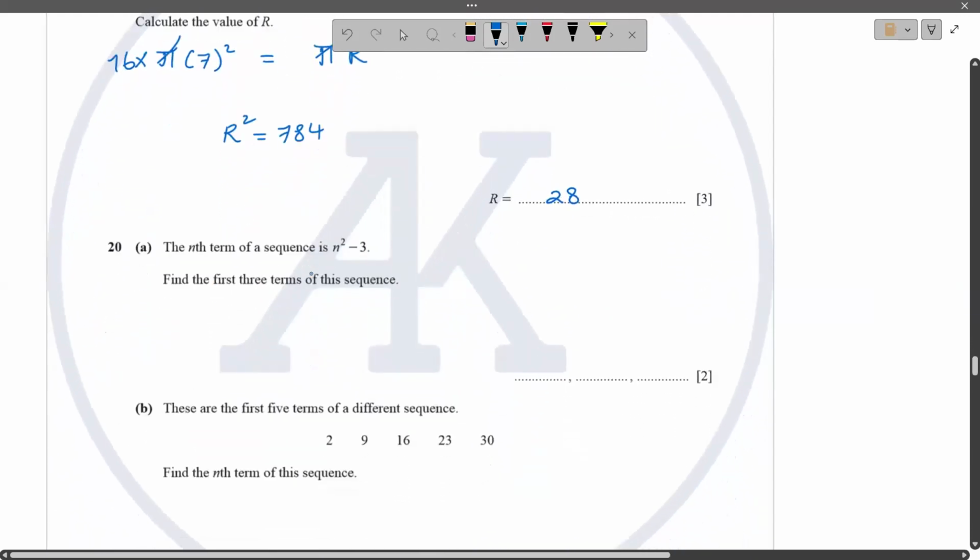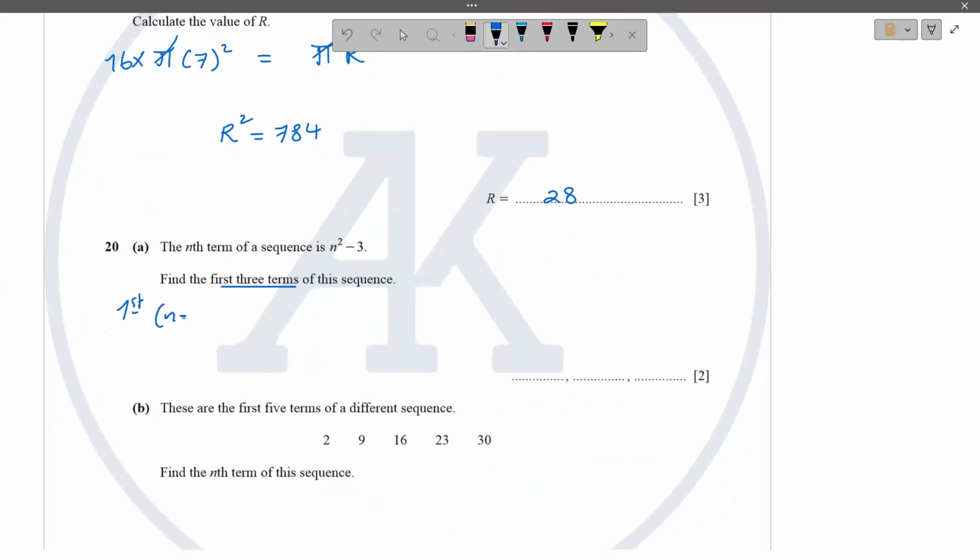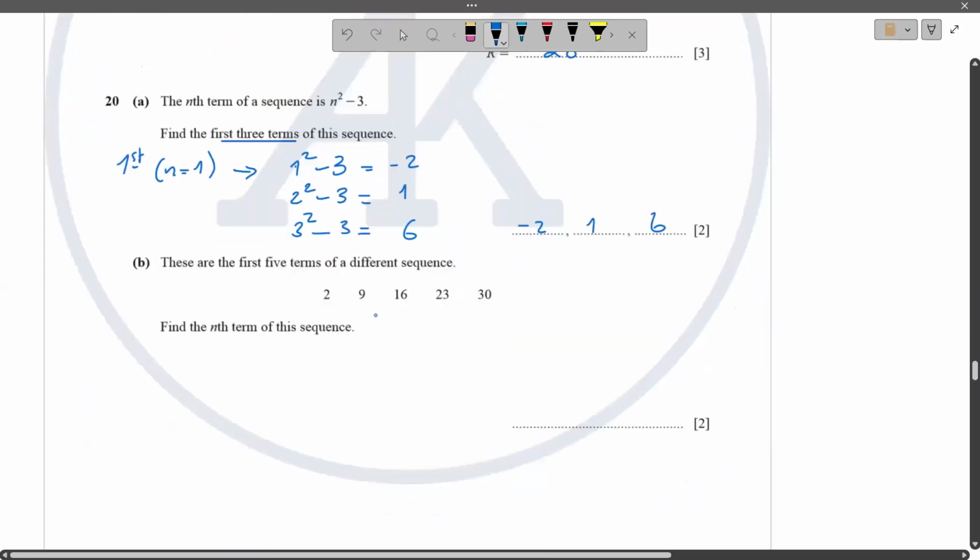The nth term of a sequence is given. We need to get the first three terms. For the first term, n equals 1. For the second term, n equals 2, and so on. So 1 squared minus 3 equals -2. 2 squared minus 3 equals 1. 3 squared minus 3 equals 6. So it's -2, 1, and 6.